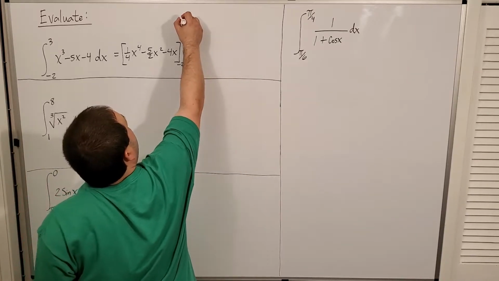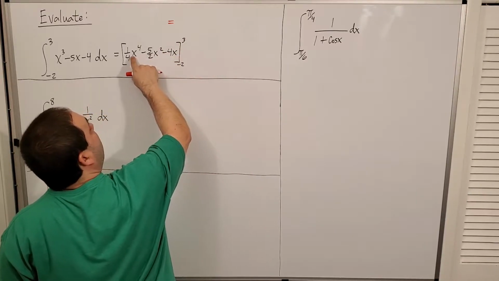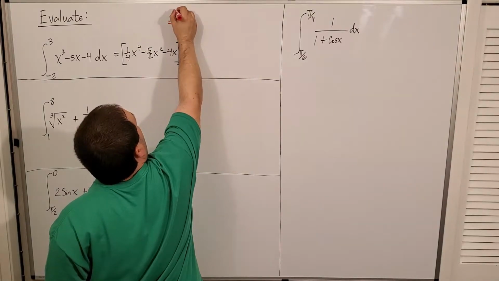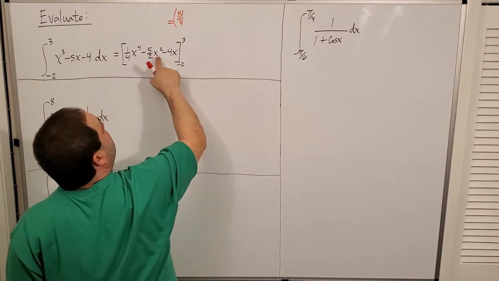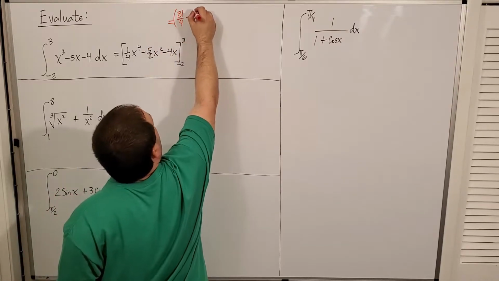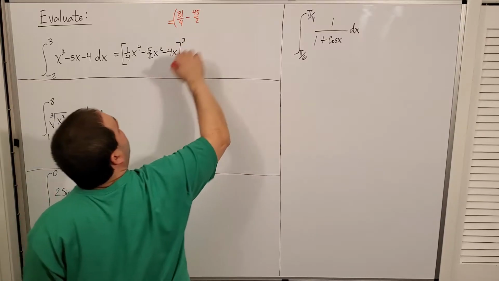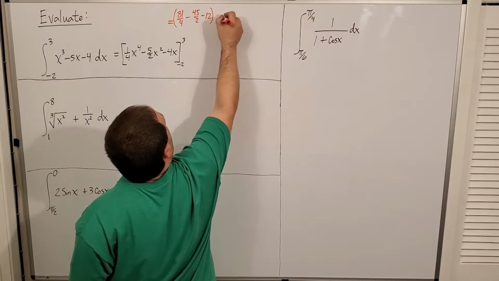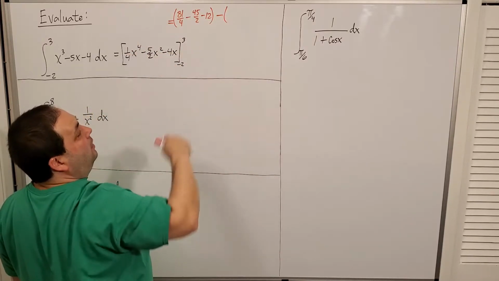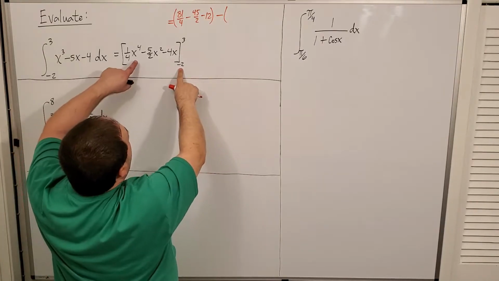Okay? So let's see. This is going to be equal to, if I plug in the 3, 3 to the 4th is 81/4, minus 3 squared is 9 times 5 is 45/2. And then 3 times 4 is minus 12. Minus, top minus bottom, right? This minus is because of the fundamental theorem. I'm plugging in negative 2.